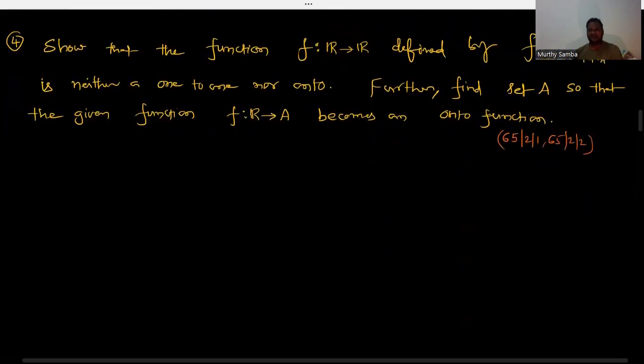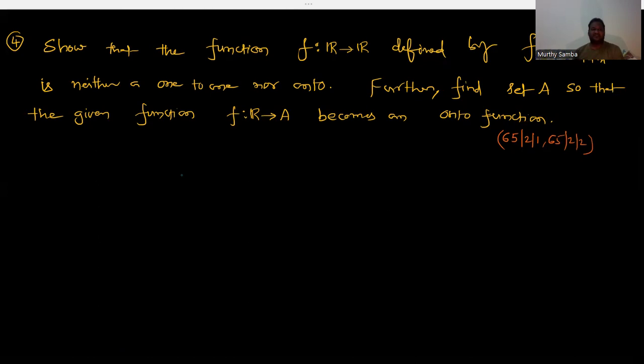See, it is a bit interesting problem again. Show that the function f from R to R defined by f of x is equal to 2x by 1 plus x square is neither a one-to-one function nor an onto function. So how can you check whether it is neither a one-to-one function nor an onto function? It is very simple if you observe them.